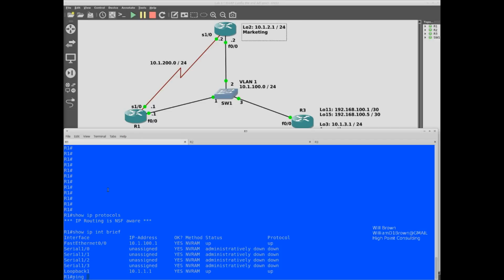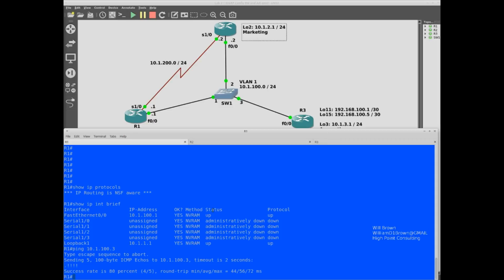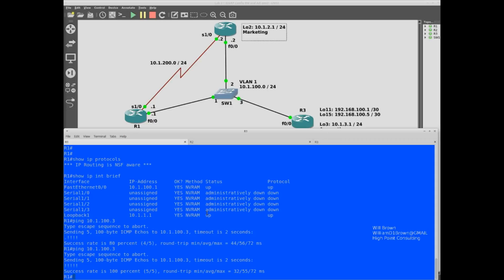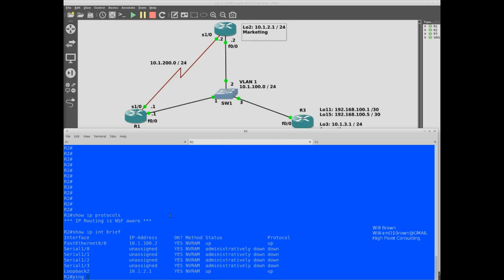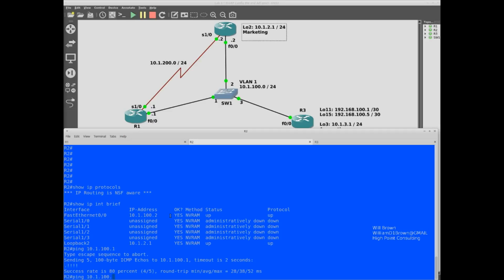And just make sure that we can ping through to 10.1.100.3. Make sure here we can ping through to 10.1.100.1, and .3.